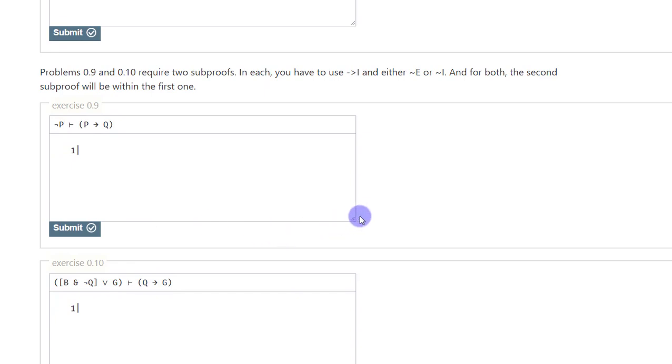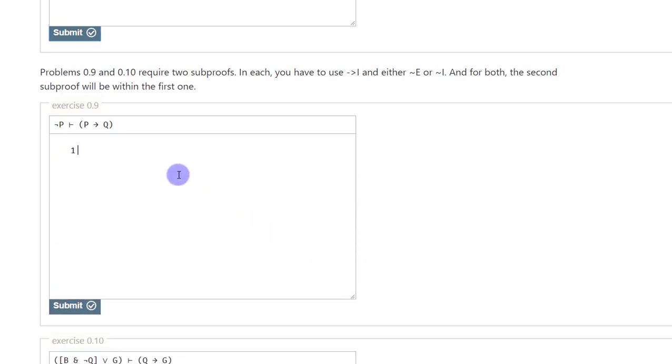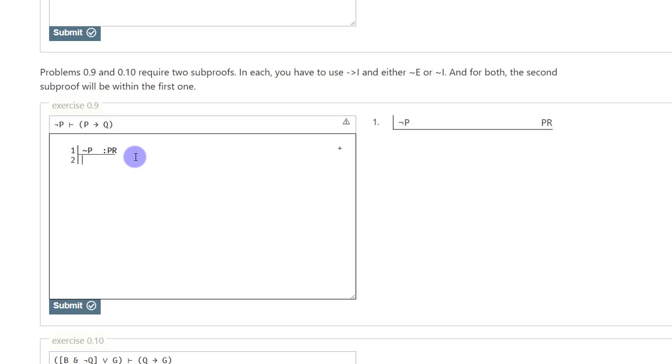Okay, next. All right, so for these two, I'll do both 9 and 10. You see here that we're going to need 2 subproofs, so these are maybe a little trickier. Okay, so I have not P, and I want to get if P, then Q. So my first move is going to be to make P my first assumption, and that assumption is going to be for arrow introduction.